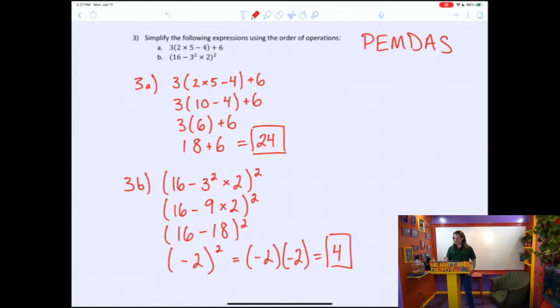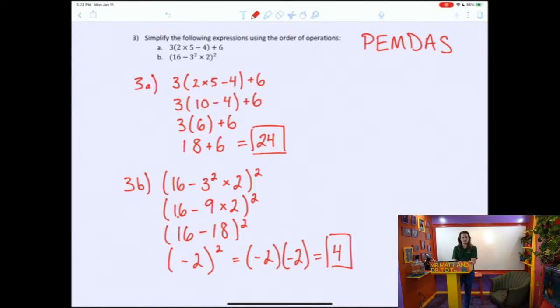Now we have subtraction and multiplication. Multiplication and division come first. It doesn't matter whether the subtraction is to the left of the multiplication. 9 times 2 is 18. 16 minus 18 is negative 2. Negative 2 squared is the same thing as negative 2 times itself twice, or in other words, negative 2 times negative 2. Two negatives will turn into a positive when multiplied into each other. Negative 2 times negative 2 will give us a positive 4.